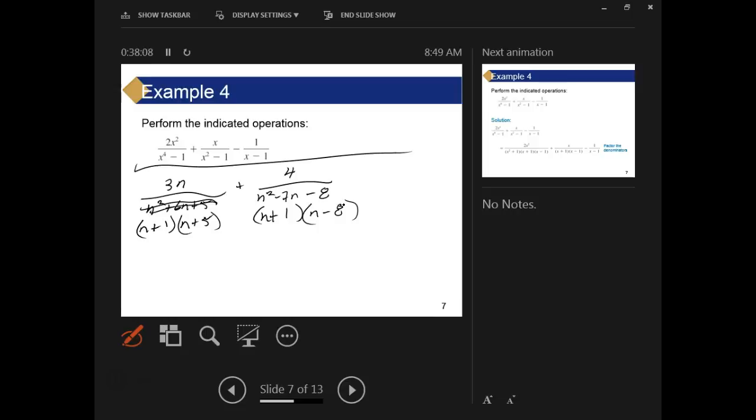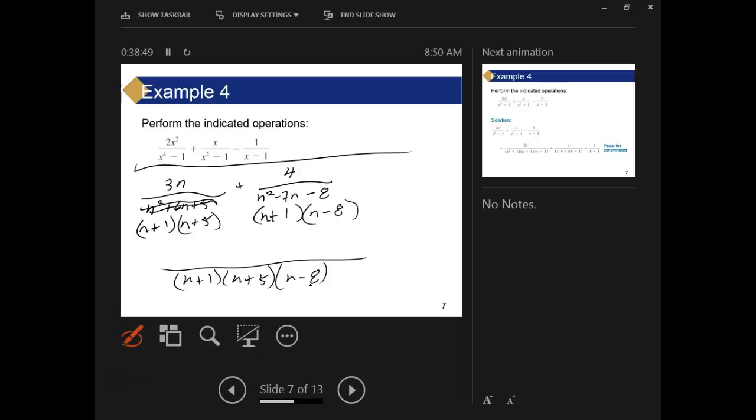Okay? Do you see any common factors? N plus 1 is common to both, so you know that's going to be part of our common denominator. It's going to have an n plus 1. What else? N plus 5, got to have an n plus 5 as well, and an n minus 8 as well. Now, we got to do whatever is necessary to make this denominator that. And what would that be? Multiplying by, again, to make this denominator look like the common denominator. Have to multiply by n minus 8.